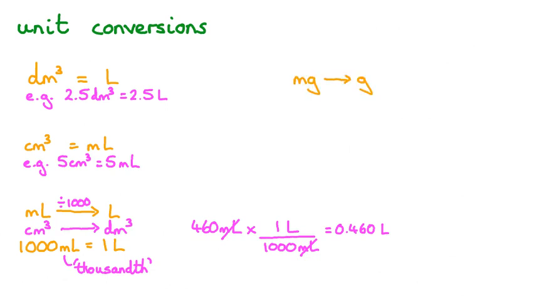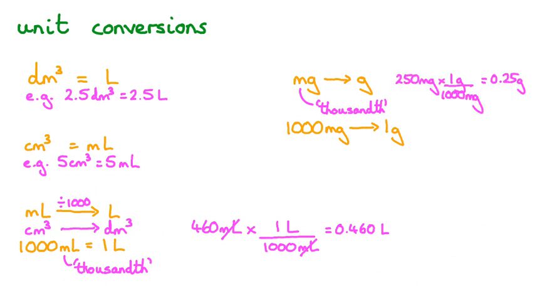Another unit conversion you might need is converting milligrams to grams. Again, we have this milli prefix, meaning thousandth. So there are 1,000 milligrams in 1 gram. So calculating this conversion is very similar to that of millilitres to litres. So as an example, if we have 250 milligrams, we multiply by 1 gram per 1,000 milligrams, giving us 0.25 grams. So let's try doing some molar concentration calculations alongside unit conversions.